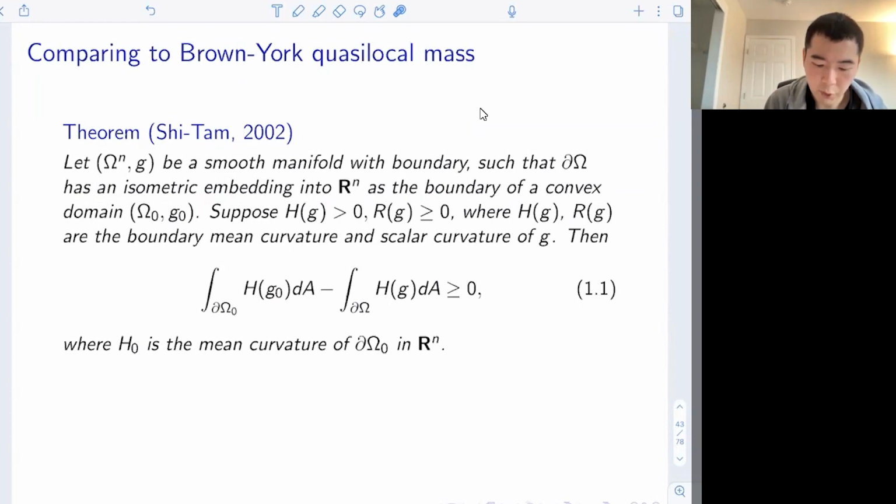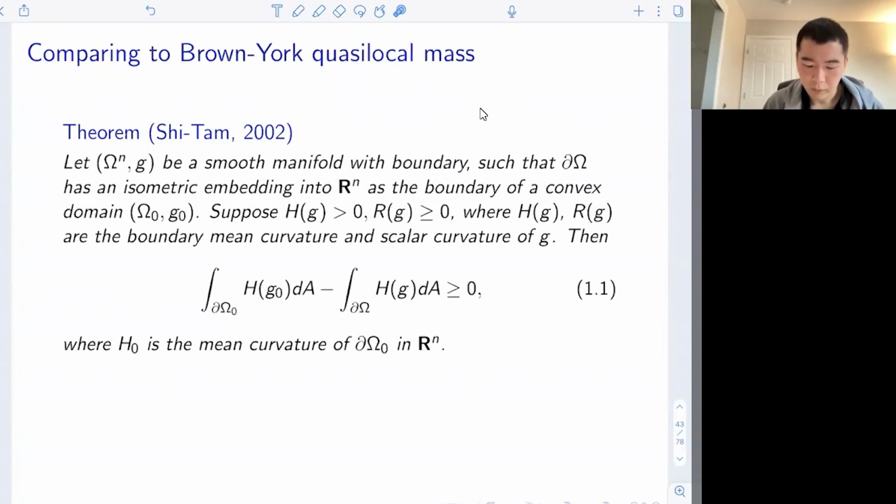It's a classical theorem by Shi and Tam in 2002. So the theorem was saying the following thing. Suppose you take a smooth manifold with boundary, and you assume that its boundary omega has an isometric embedding into Rn as the boundary of a convex domain. Okay, so you have an omega, and you isometrically embed its boundary into the Euclidean space, and that bounds another region, omega 0, with the Euclidean metric. Now, suppose that your original boundary is mean convex, and the scalar curvature is non-negative in the interior.